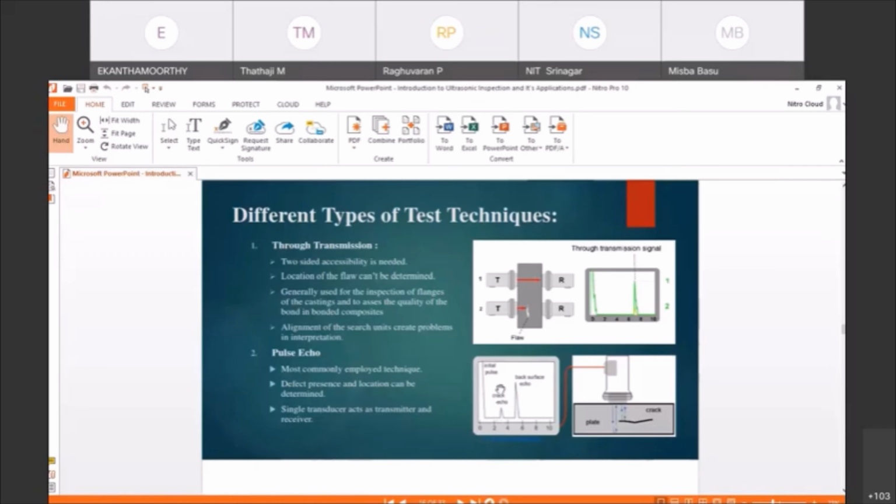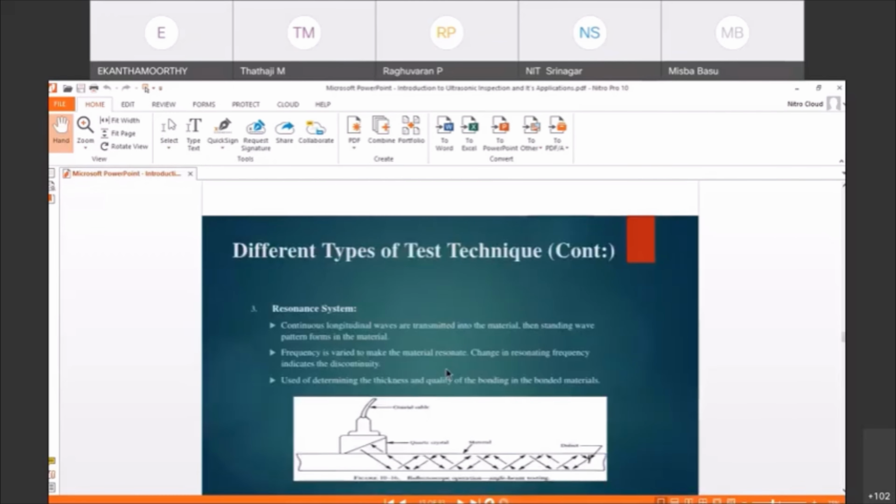So based on the echo dynamics and the time traveling, we can say where exactly the crack indication is coming on this time scale, and how much amplitude it is coming. And one more thing, if you see this initial pulse echo, we will mostly observe it in the pulse echo technique only, since the same crystal is transmitting and receiving.